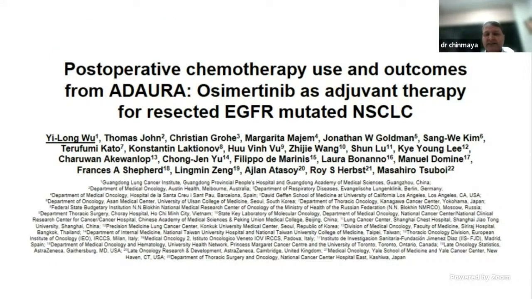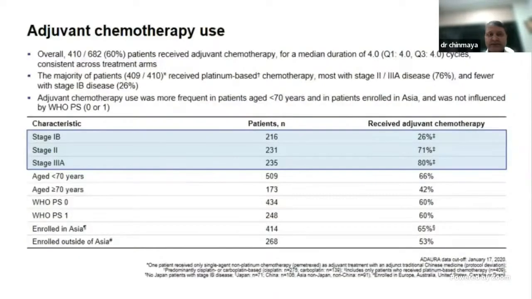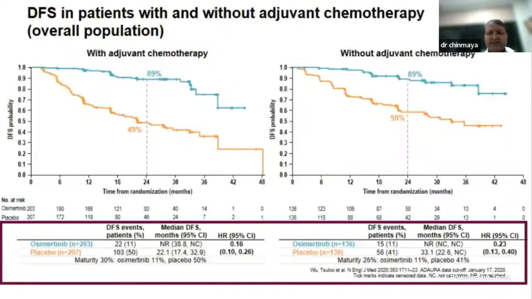So this is the updated data of those patients who received post-operative chemotherapy followed by osimertinib from the ADAURA trial. Let us analyze this. Out of the 682 patients, 60% received adjuvant chemotherapy with a median duration of 4 cycles, and the majority received platinum-based chemotherapy, most with stage 2 and stage 3 disease, and few with 1B disease. One patient got single agent pemetrexed only. Adjuvant chemotherapy was most frequent in patients less than 70 years of age. If you analyze the patients who received adjuvant chemotherapy, in stage 3 it is 80%, stage 2 is 71%, and 1B is 26%. These are the descriptive analyses.